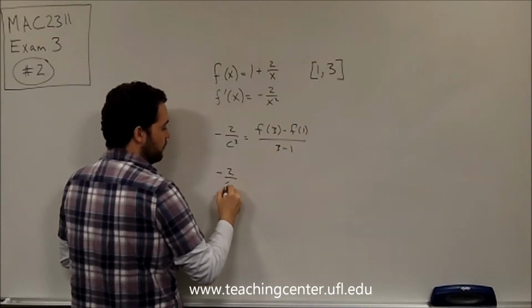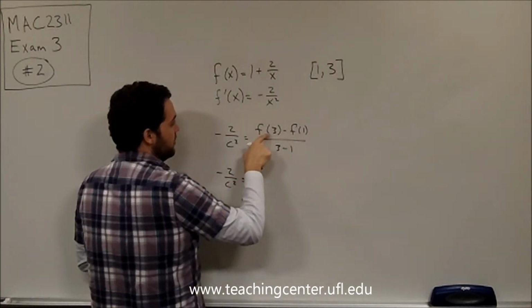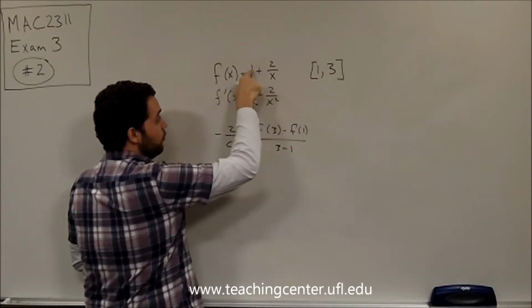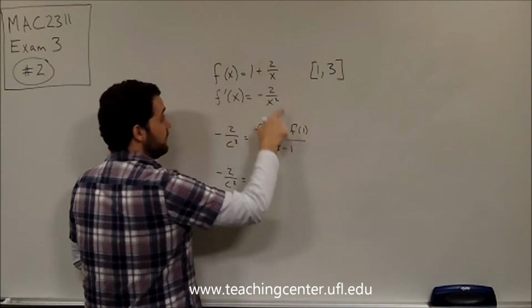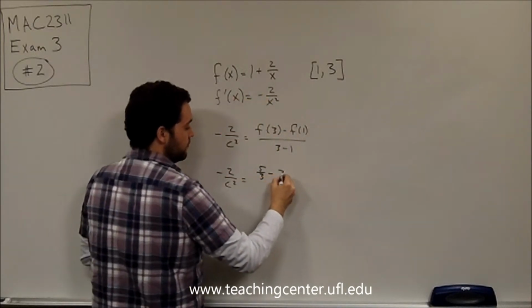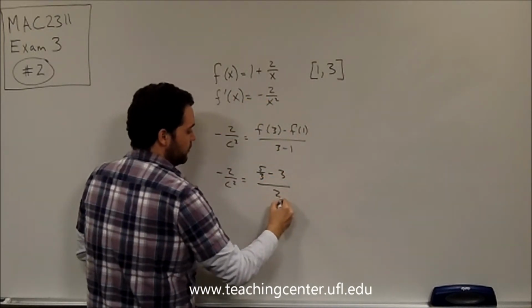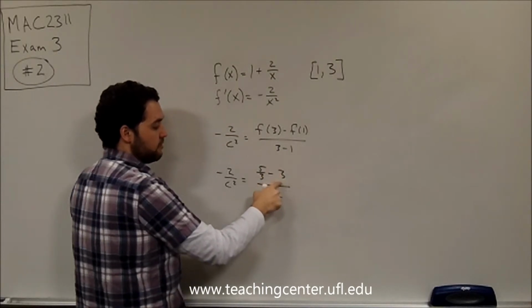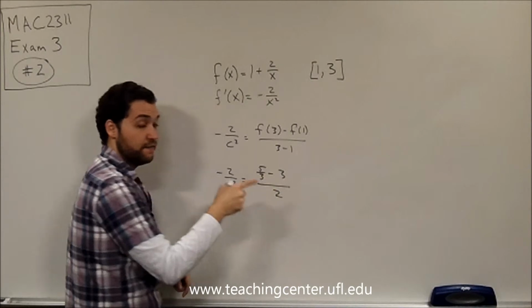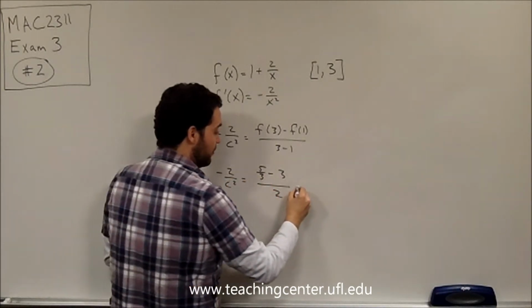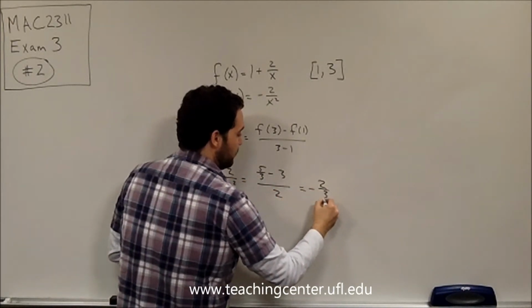So it's negative 2 over c squared is equal to, when you plug 3 into the original function, you get 1 plus 2/3, so that's actually 5/3, minus f of 1, which is just 3. And then this is all over 2. Now 3 is actually 9/3, so 5/3 minus 9/3 is negative 4/3. If you divide negative 4/3 by 2, you get negative 2/3. So this all comes out to be negative 2/3.